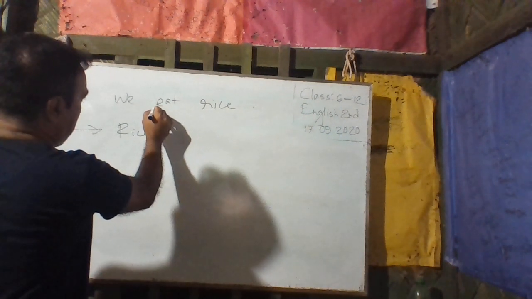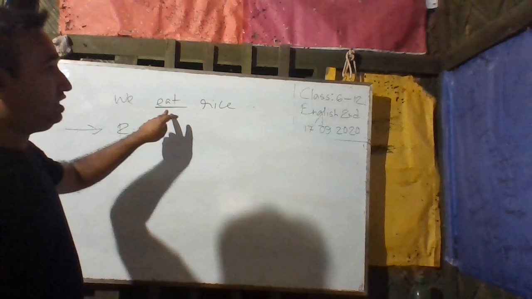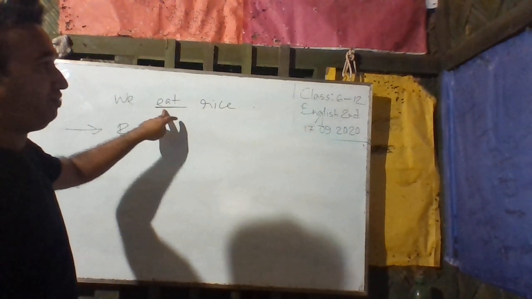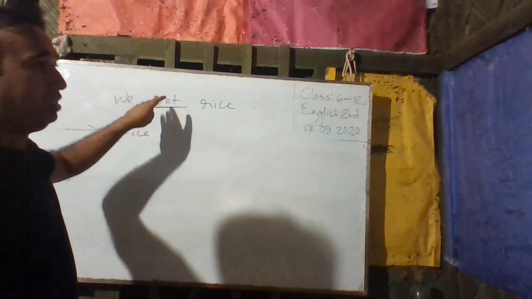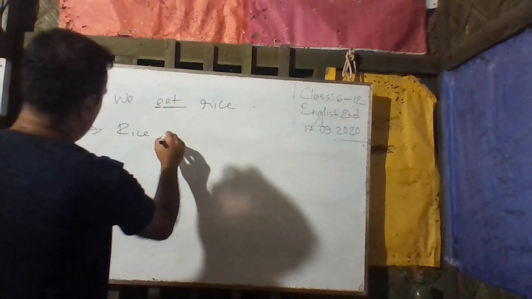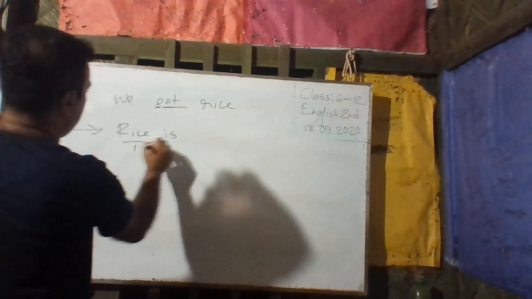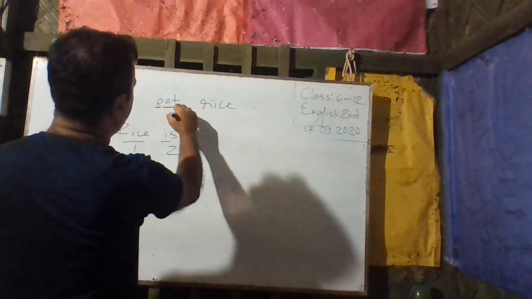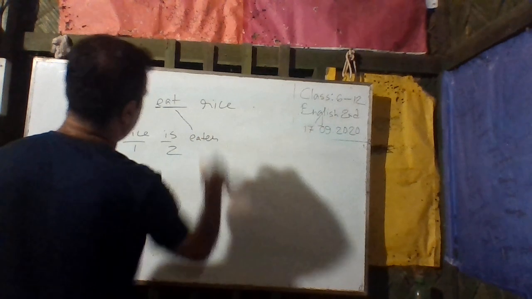I have already shown in the chart. If the verb is in the present form in the active voice, then there is no auxiliary here. There is no auxiliary in the active voice. The verb is in the present form. Then you will have to use am, is, are. Rice is. Step 1, step 2, step 3. Past participle, eaten. Rice is eaten.